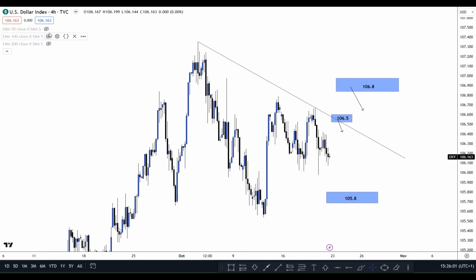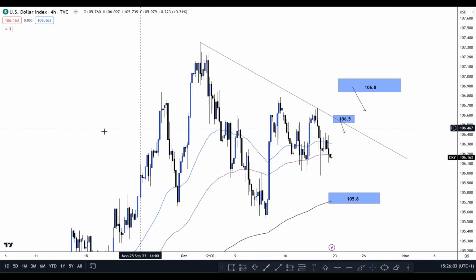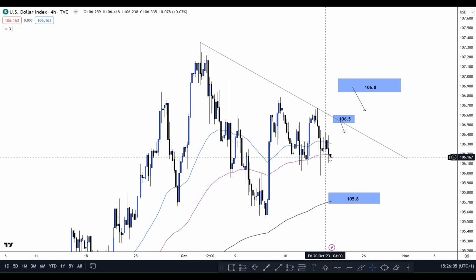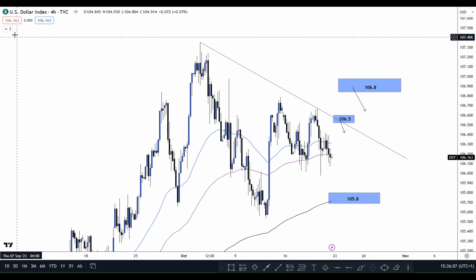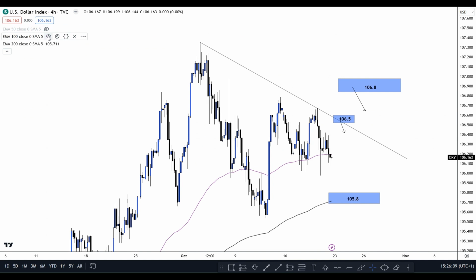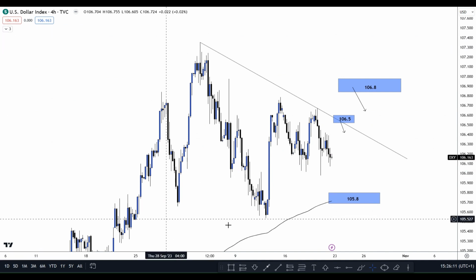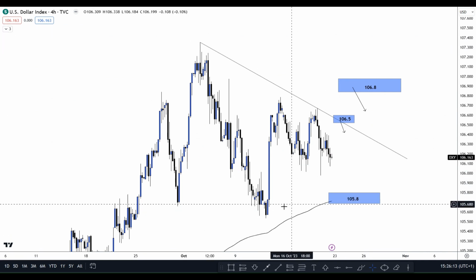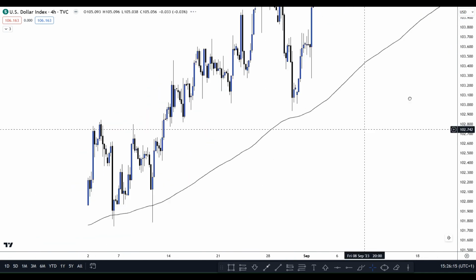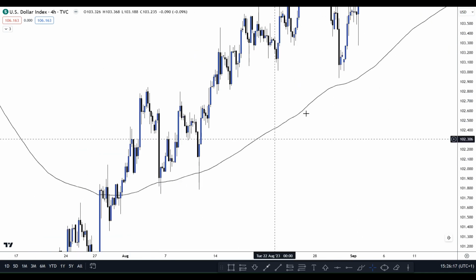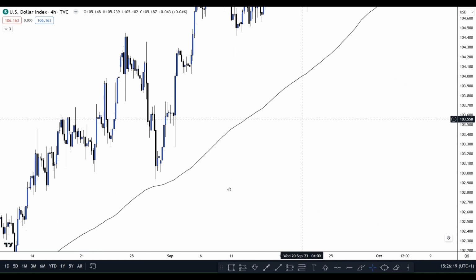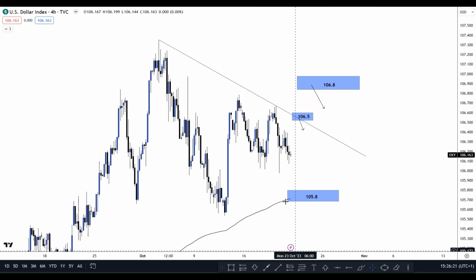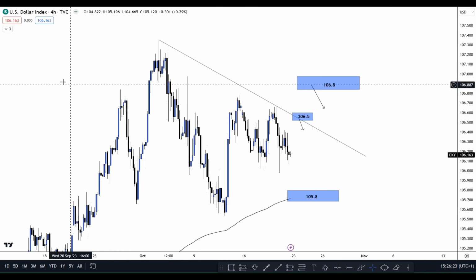Let me add some EMAs, see if we've got any extra confluence. So the 2 EMAs here are nowhere near our areas of interest, so I'm going to hide them for the time being, whereas the 200 EMA is within this area here, so that adds confluence. As you can see with the 200 EMA, pretty much most times it's hit, you do find a reaction. So for that reason, I would expect a reaction in and around this area.